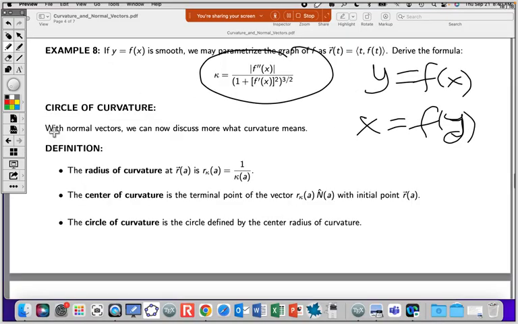That's something I ask you on the take home, because it works just as well if you have a function of y. It's the same curvature. So the question is, what does curvature mean? If I say the curvature is like 5, so what?